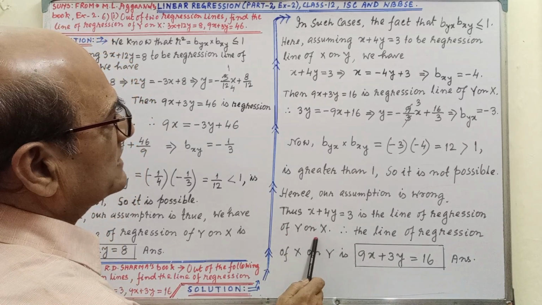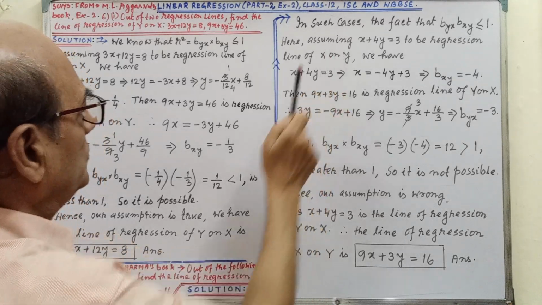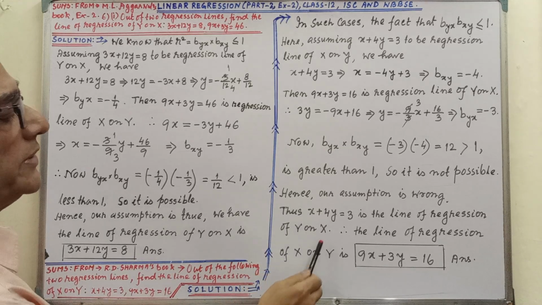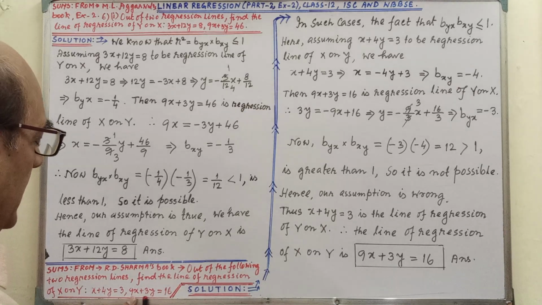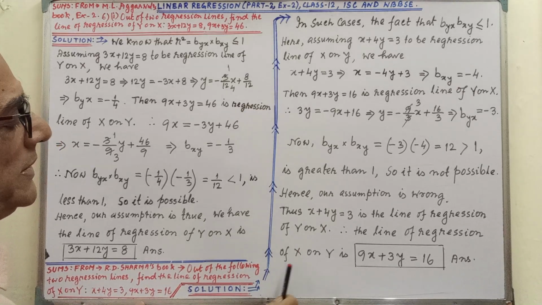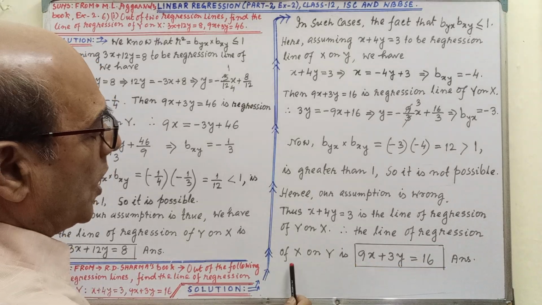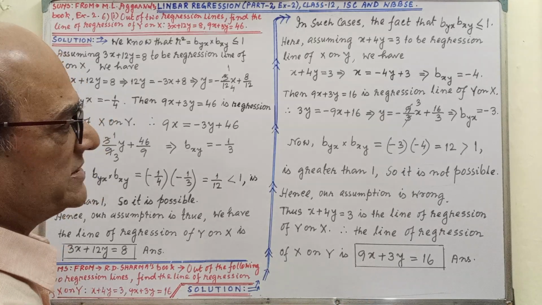We have to find out x on y. So the next line, that is 9x plus 3y, will be the x on y. Therefore, the line of regression of x on y is 9x plus 3y equal to 16.